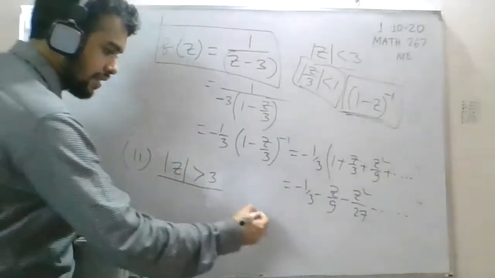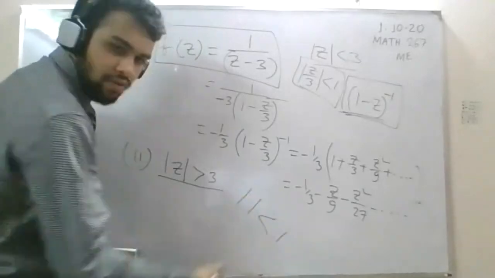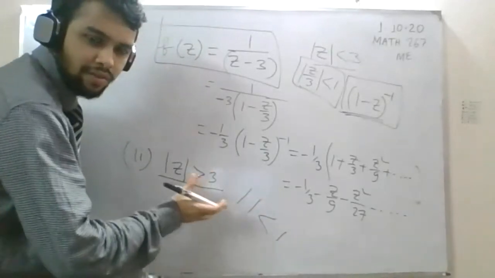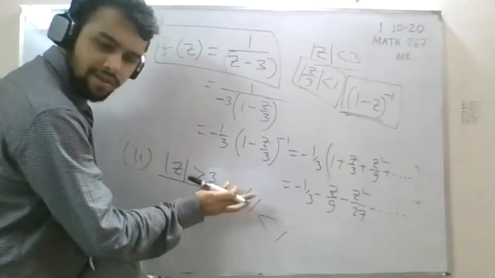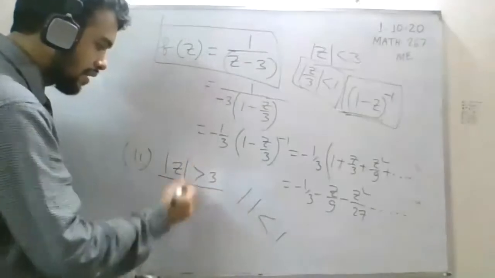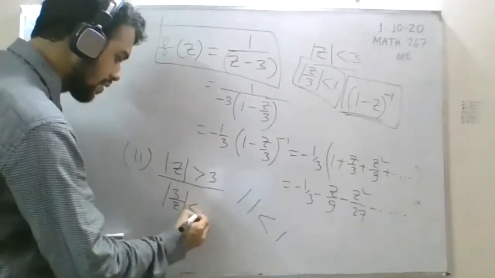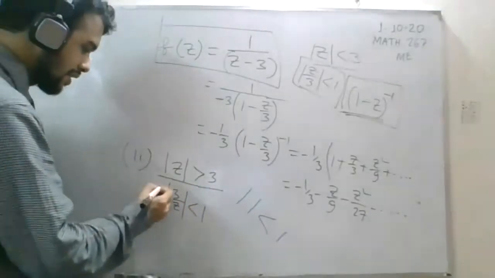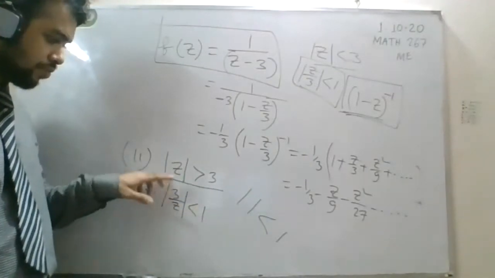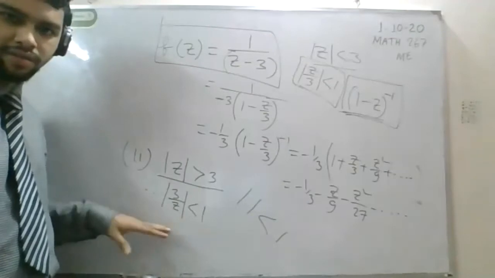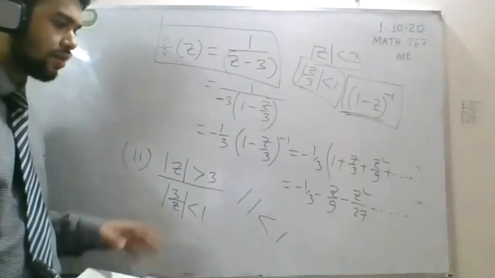So already I have told you that you have to make it less than 1. This is the condition to make it Laurent. So here you have to make it modulus of something less than 1. You can rearrange this region in this way, modulus of 3 by z less than 1. So that will be valid for our Laurent series, or binomial expression.